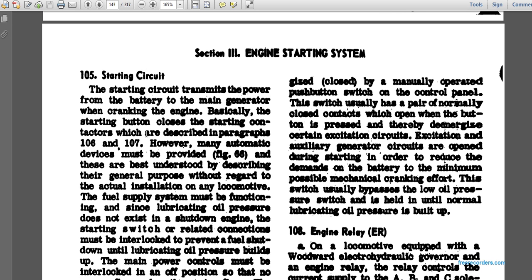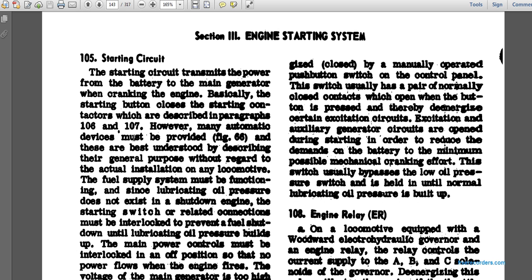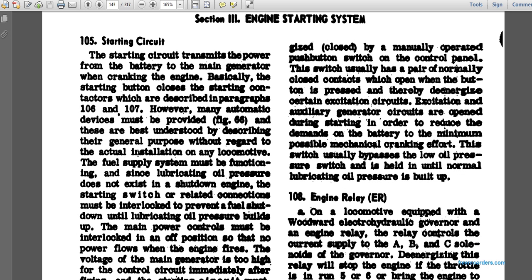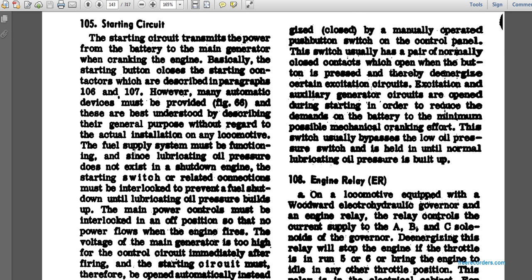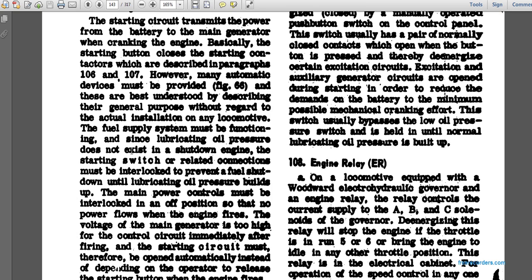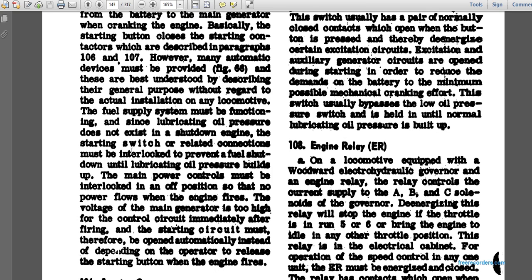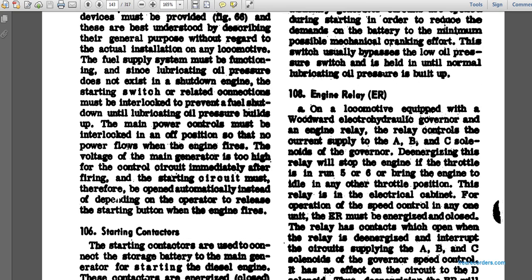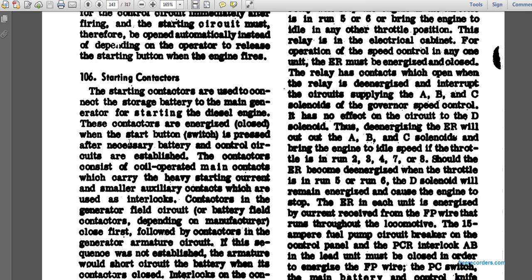The fuel supply of the system must be functional, and since the lubrication oil pressure does not exist in the shutdown engine, the starting switch of the speed switch-related connection of the interlock prevents the fuel shutdown until the lubricating oil pressure builds up. The main power control must be interlocked in the off position. No power flows to the engine and it fires. The voltage generated by the main generator goes into the high control circuit immediately after the firing starts. The circuit must thus be opened automatically instead of depending on the operator to release the start button when the engine fires.